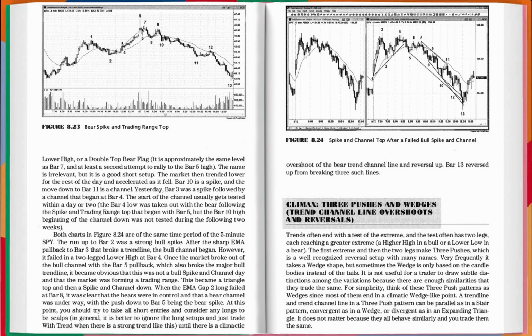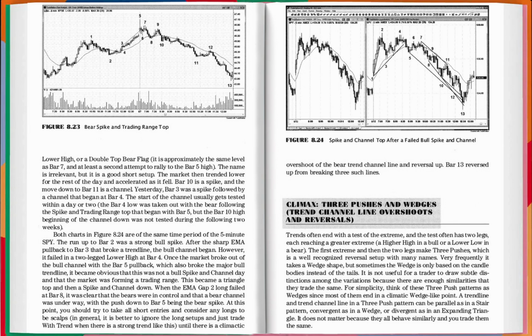Both charts in figure 8.24 are of the same time period of the 5-minute SPY. The run-up to bar 2 was a strong bull spike. After the sharp EMA pullback to bar 3 that broke a trend line, the bull channel began. However, it failed in a two-legged lower high at bar 4.